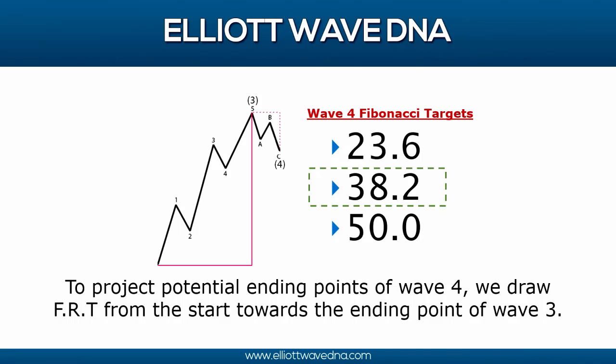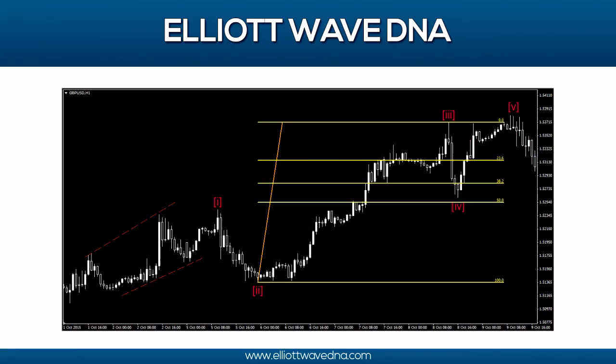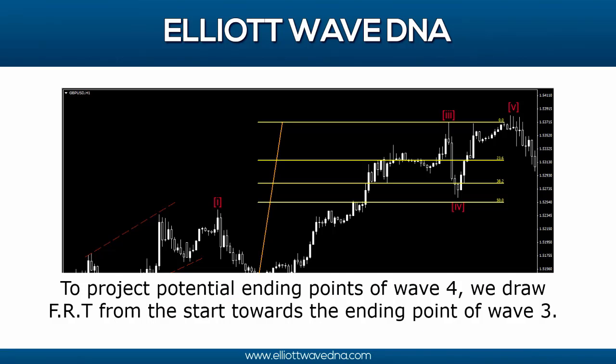the cases. After that, we can use the 50%, and that usually go good when we have a leading or ending diagonal pattern. Here is example of the pound dollar when we try to project the wave 4. So we draw Fibonacci retracement from start to end of the wave 3, and we can see that price found support between 38.2 and the 50%.